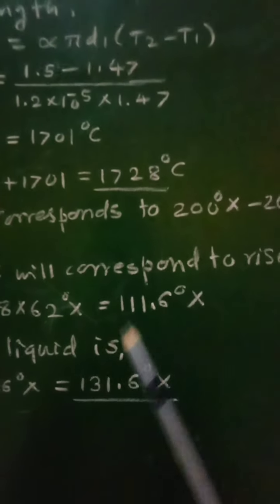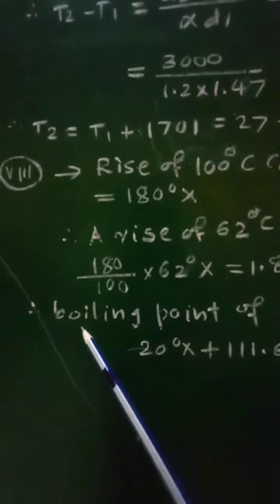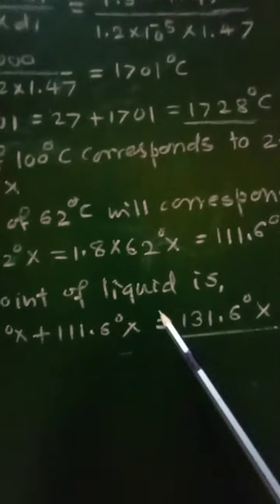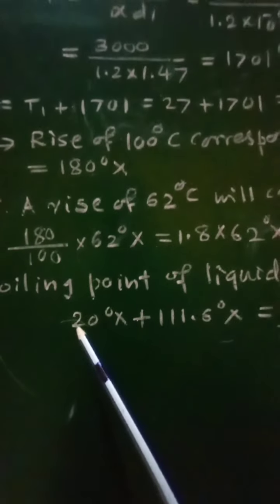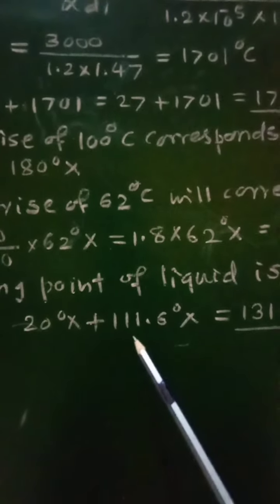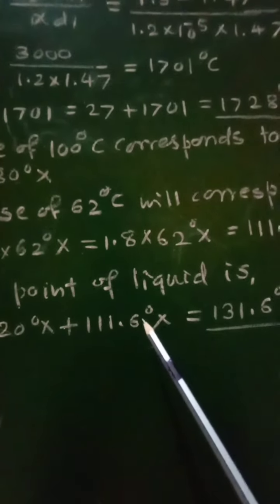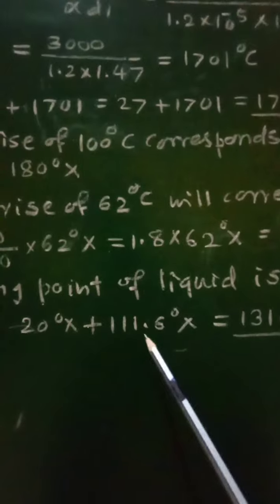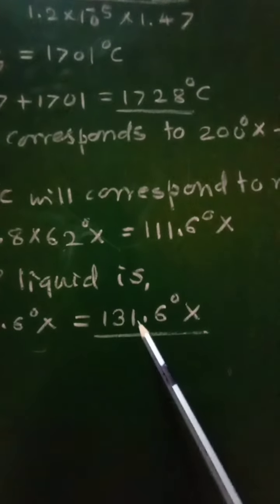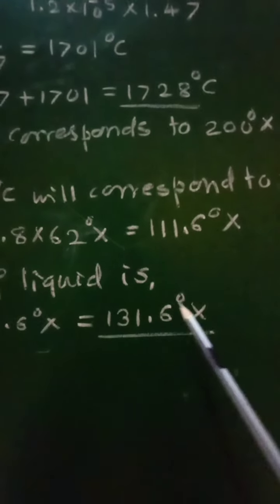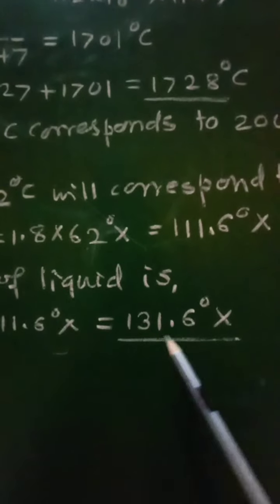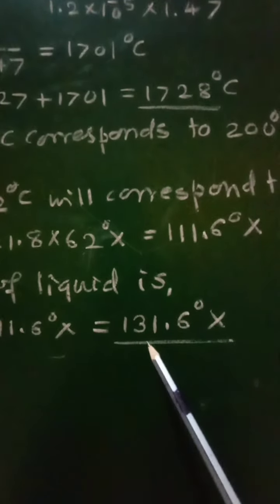And therefore we can say that the boiling point of that liquid is 20 degree X plus 111.6 degree X, which comes out to be 131.6 degree X. This will be the boiling point of that given liquid.